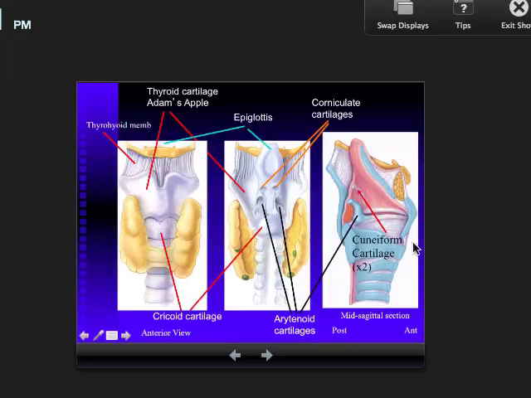This is anterior as we look at a mid-sagittal view. This is anterior, this is posterior, and you can begin to see the paired cartilages here: the cuneiform, the arytenoid cartilages, and the corniculate cartilages. These are tiny little paired cartilages, and they're going to be involved in the ability to generate sound. They're connected to both the false vocal cords and the true vocal cords, and we'll take a look at them in just a moment.